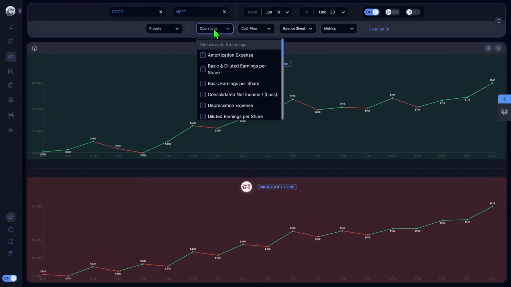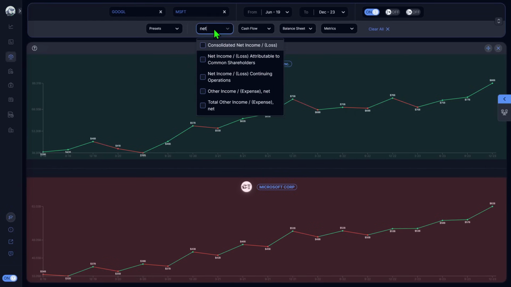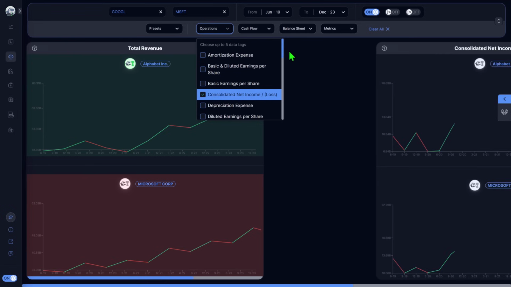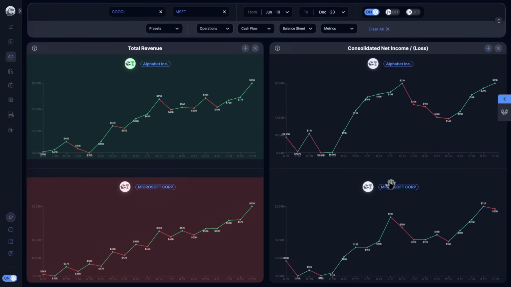Profit, net income. Except for March, June, and December 2021, Microsoft reported a higher profit than Google for each quarter. Microsoft wins profit.